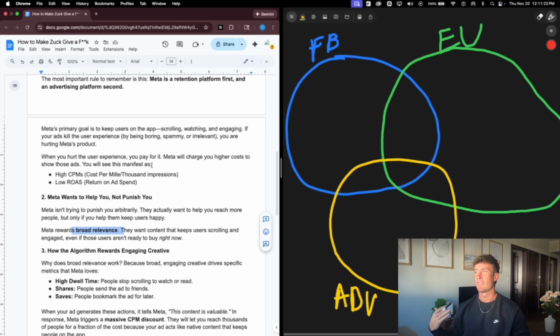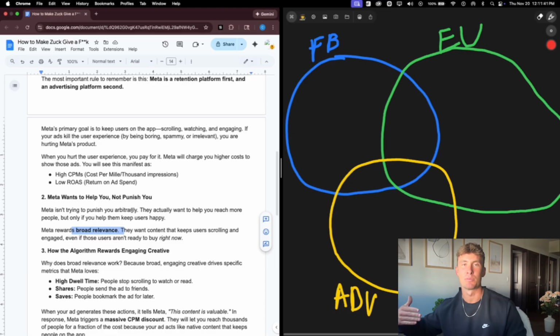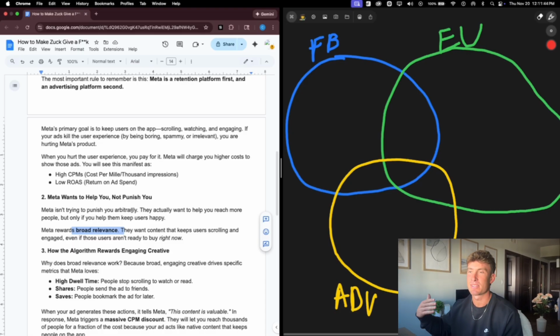Because if you think about it, it's not going to be able to show a sale ad to a large amount of people. It's only going to be able to show that ad to the people who are ready to buy, which is what it's optimized for. However, it doesn't help Facebook get people to stay on the platform, because they're not going to stay on the platform if the ad is not worth staying for.